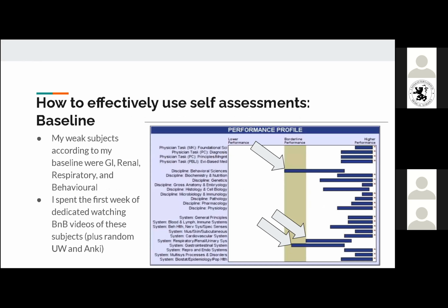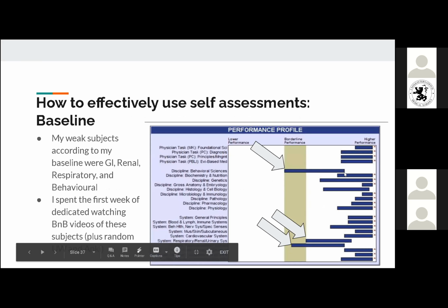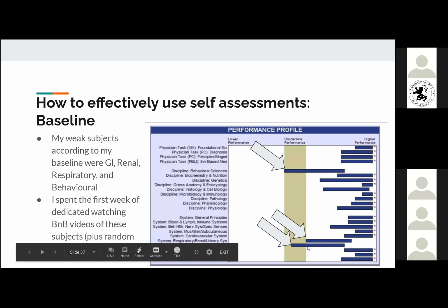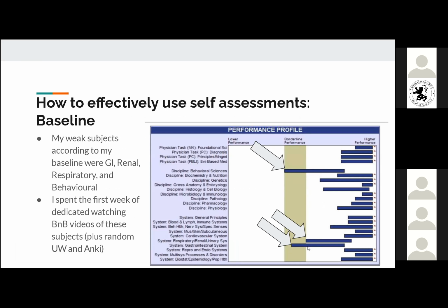So for example, this is a self-assessment that I did. This was my baseline self-assessment, NBME 20. And it showed me that my weak areas were behavioral sciences, also I think gastrointestinal and respiratory and renal. So these were my weak subjects. According to this, I spent the rest of the week watching Boards and Beyond videos on gastrointestinal, respiratory, renal, and behavioral sciences. Plus, of course, random UWorld and Anki cards.